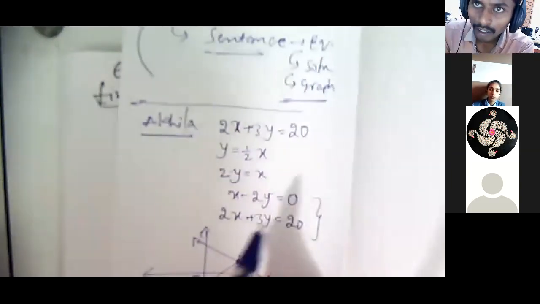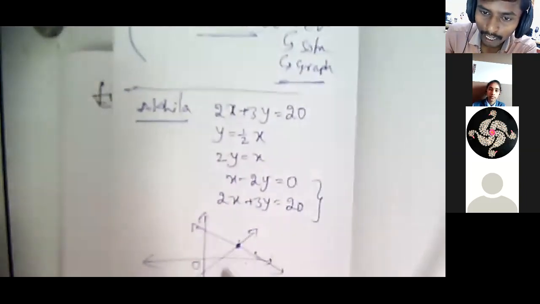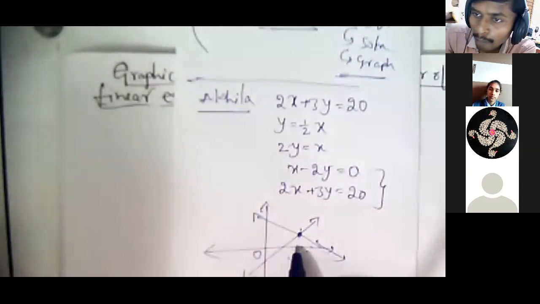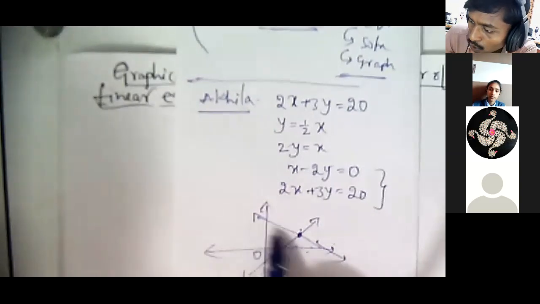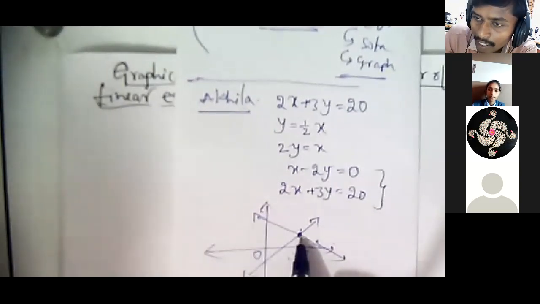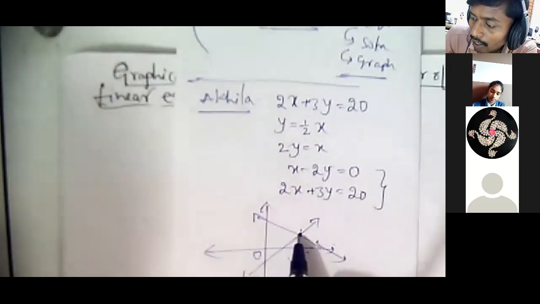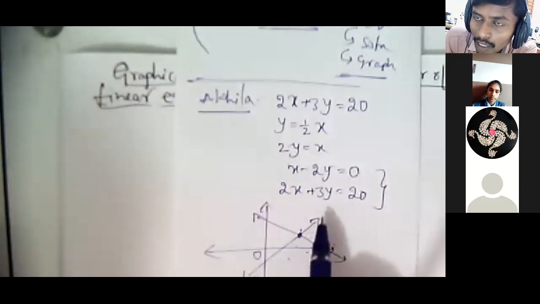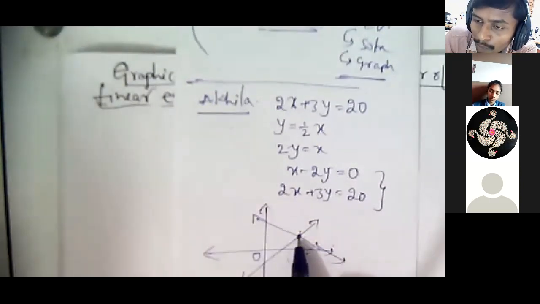Like this. See, from these three graphs, from the first graph, the previous problem's graph, the two lines are intersecting at a common point. Therefore, what is the value of this common point? In that problem, what is this common point?